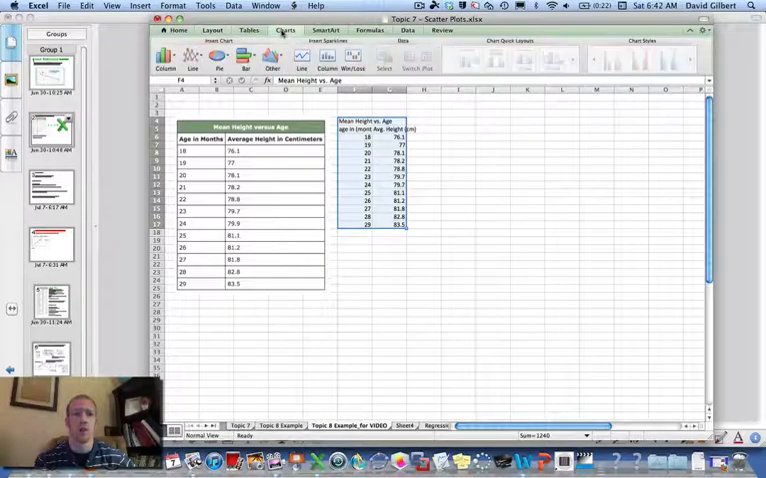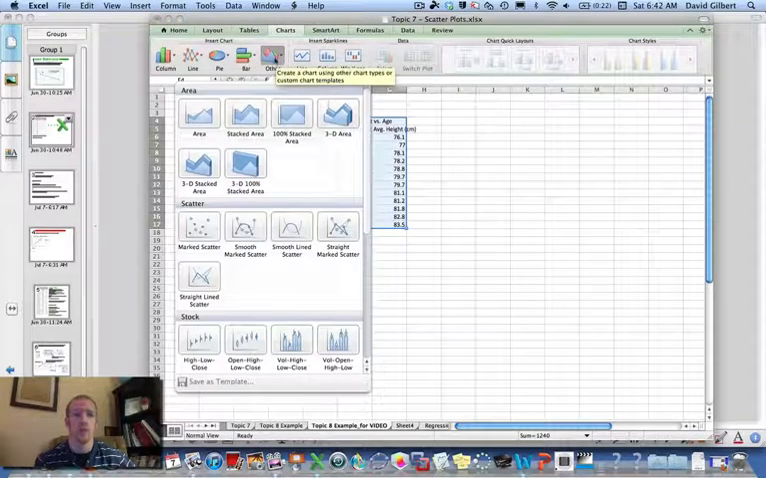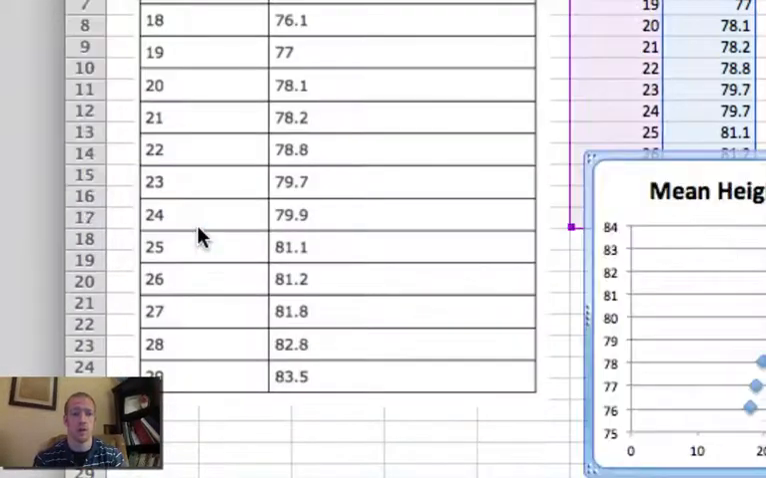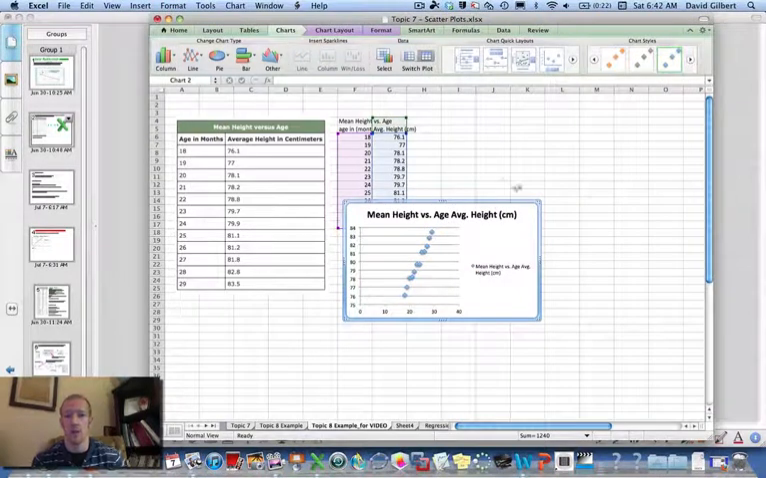So we're going to go to charts, and I want, oh good, it doesn't give me what I want here. I want marked scatter, so we go to other. Marked scatter is what we're looking for, so you want this one. Okay, click that, and it makes your chart for you right there. Okay, it automatically starts with an X scale of 0, and you can change this all around.